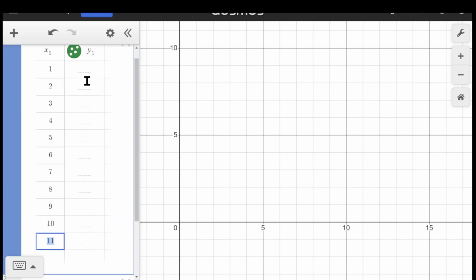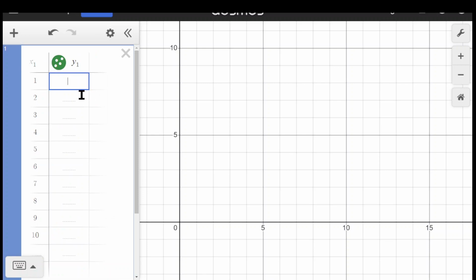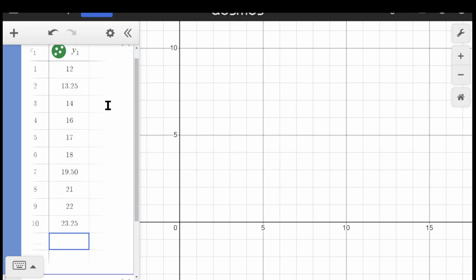No one had the same number of years of experience? Okay, so I got 1 through 10. And then their hourly wages are 12, 13.25, 14, 16, 17, 18, 19, 20, 21, 22, and 23.25. Probably these numbers should be adjusted for inflation, but they're not.